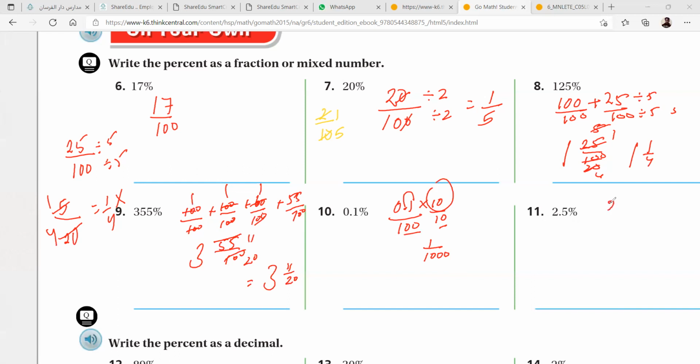Now 2.5%. Again 2.5 over 100. If I want to remove this decimal point, I'll multiply with 10. Why with 10? So that 25 over 1000. No, just that is enough, girls. I don't need to put decimal point. They want as a fraction. Let us do 25 times 1 and 25 times 40. My answer is 1 over 40.